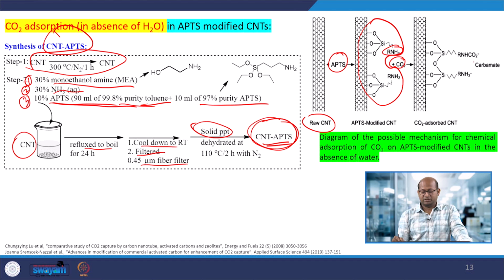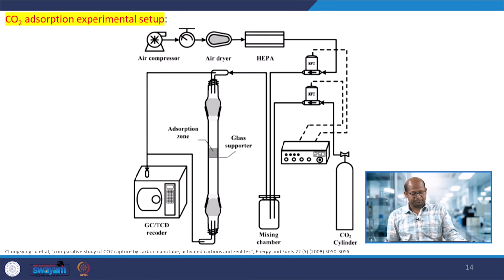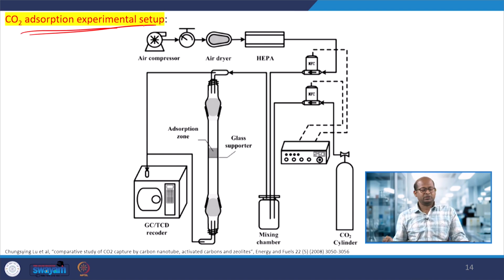Then CO2 may interact, and this type of carbonate bond formation occurs. In that way we can separate out CO2 by using amine-modified CNT or APTS-modified CNT. Okay, so here the experimental procedures mean how we can conduct the experiments and use this type of material.